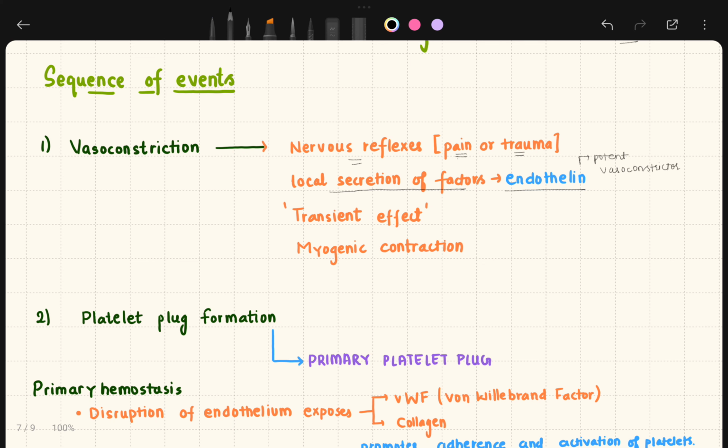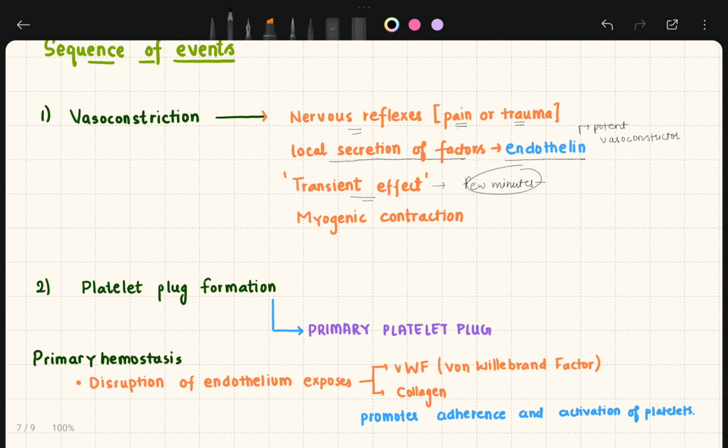And then the transient effect. It means this vasoconstriction is a transient effect. It means after some time it will subside. Like it will be there for a few minutes and it will subside. And this vasoconstriction occurs due to the myogenic contraction, means the contraction of the smooth muscles present in the walls of our vascular tissues, vessels.